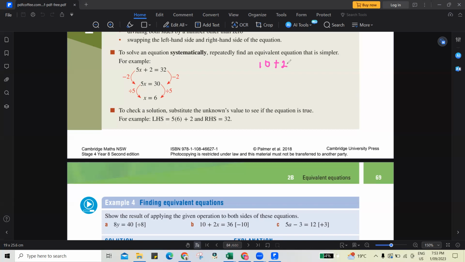10 plus 2x equals 36. What is the first step? How do you take the 10 away? Minus 10, right? Both sides minus 10. Here 10 minus 10 cancels. What's left? 2x. And 36 minus 10 is 26.